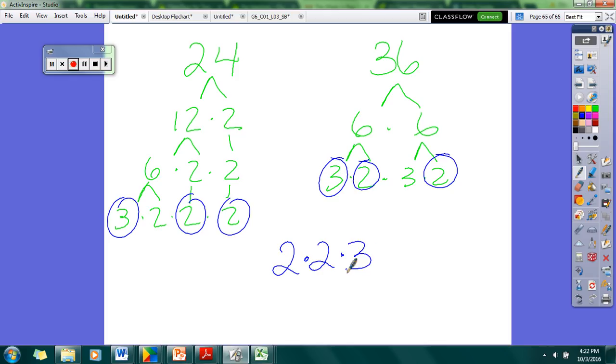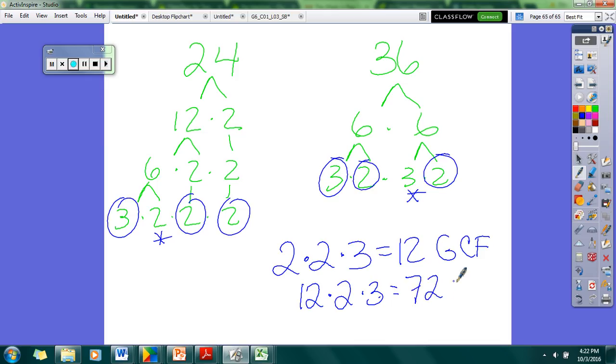So if I were to multiply this, 2 times 2 is 4, times 3 is 12. That's my GCF. Then I'm going to take that 12 and multiply it by the numbers that were not circled: 2 times 3. Okay? So now I have 12 times 2, which is 24, times 3, which is 72, which is my LCM. Okay? Let's just do one more just to make sure we got this.